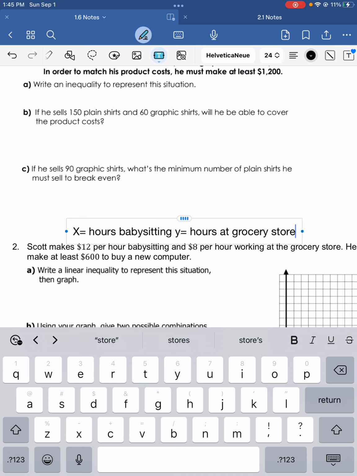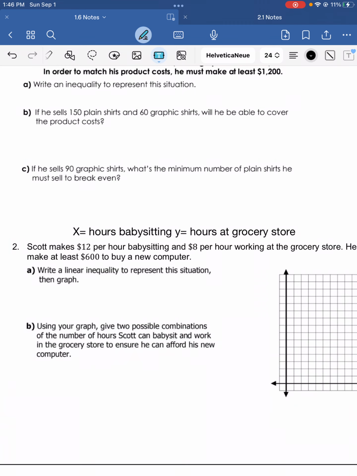Okay. So I always like setting up my variables. Whenever you have a story problem, we know there's going to be 2 variables because this is a linear inequality, okay? You have x and a y. Okay, so you have hours babysitting, hours at the grocery store.